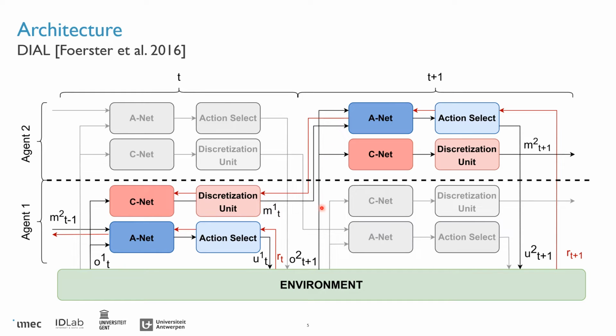Agent 2 will combine this information with its own observation to generate an action. This will result in a reward, which will then be used to correct both the action policy of agent 2 and the communication policy of agent 1. Now we can look at all of the different discretization methods that we will compare in our experiments.